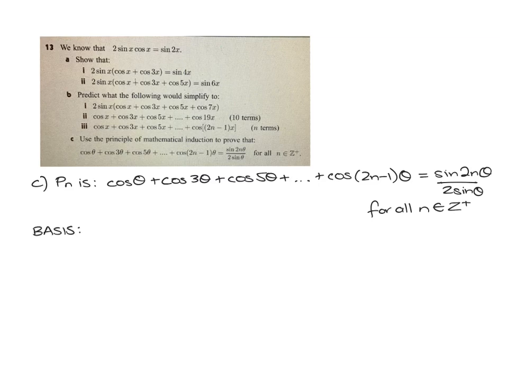N equals 1. So if n is equal to 1, what's the left-hand side equal to? Remember, n equals 1 is talking about the first term. You don't need to find the 1, it's just the first term. So the left-hand side is cos theta. What's the right-hand side then?